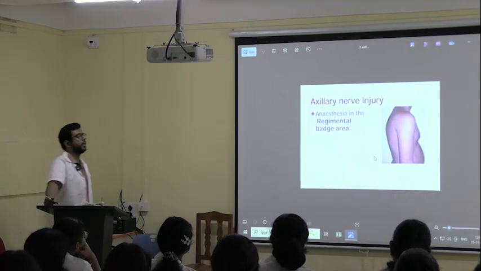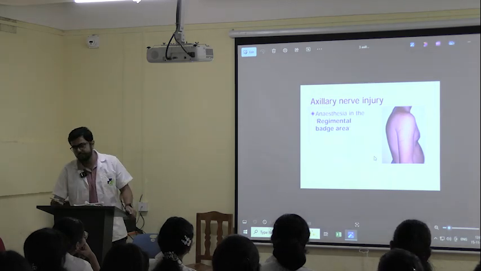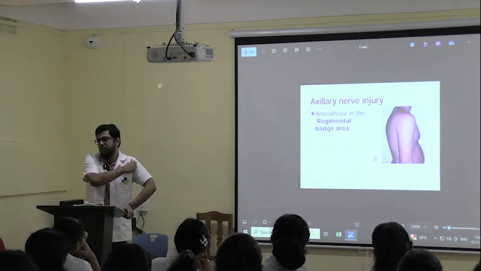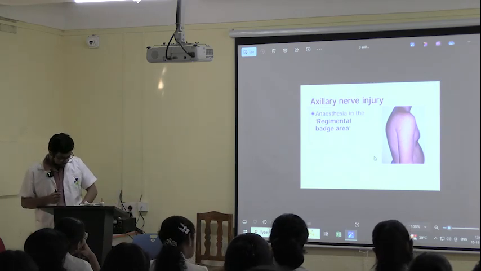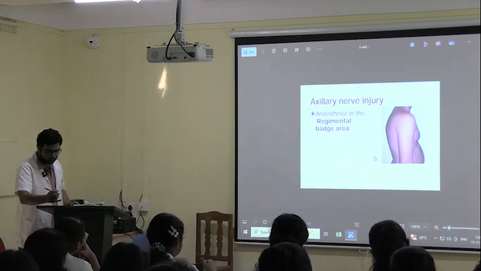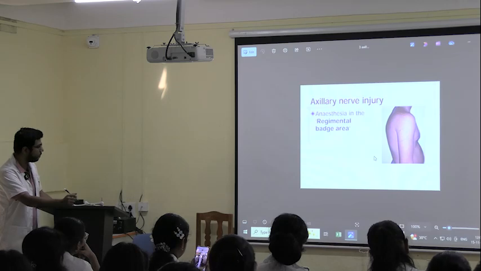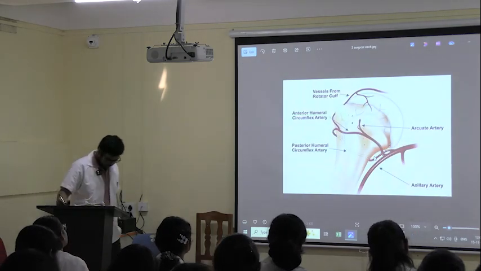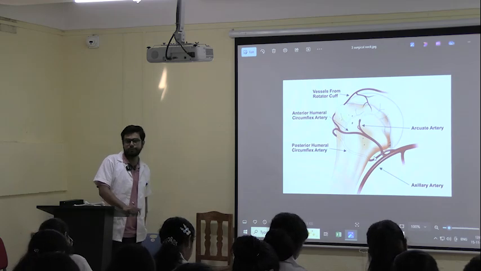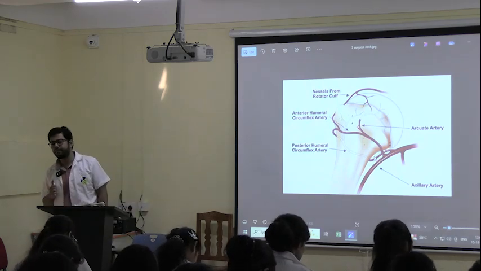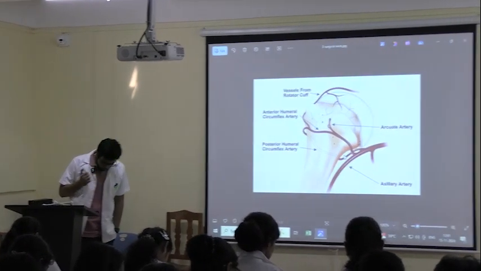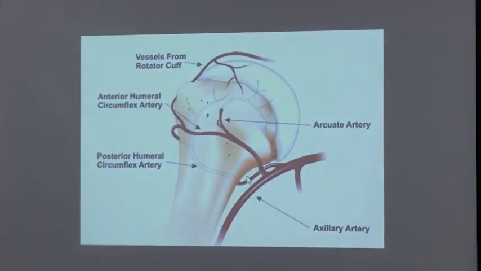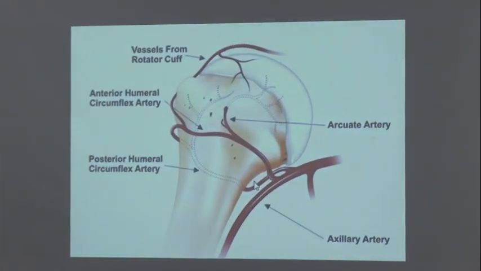This is called regimental badge area. Okay. In the regiment, in the army, they put medals here. This is called regimental badge area for traumatizing the axillary nerve. And there is, write it down, surgical neck of humerus. It will be a short note for 2 or 5 marks. Surgical neck of humerus. Okay.